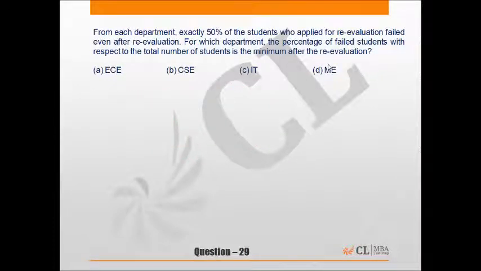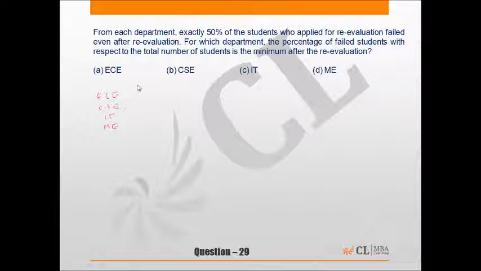From each department, exactly 50% of the students who applied for revaluation failed even after revaluation. For which department the percentage of failed students with respect to the total number of students is the minimum after revaluation? Now, I will again write the branches: ECE, CSE, IT and ME. I don't need to write the EE branch because that's not given in the option.